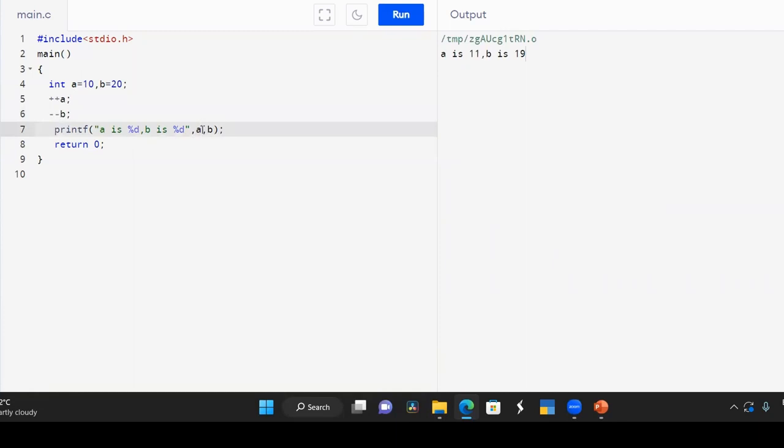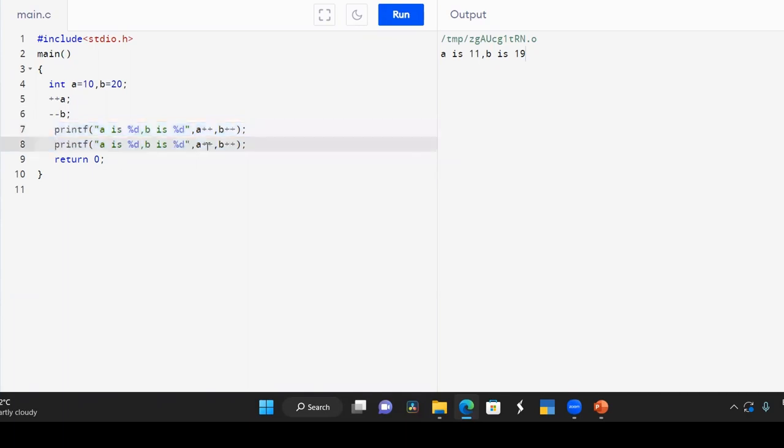If I write post increment here, and here also I am writing post increment, expect what you are thinking as output. So it became 11 here, it became 19. So it should be a plus plus. So 11 should become 12 and this should become 20. Let's run this. But what is the problem here? This is post increment. That means only after completion of this line of execution, the values will be assigned.